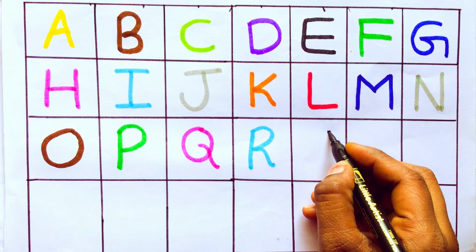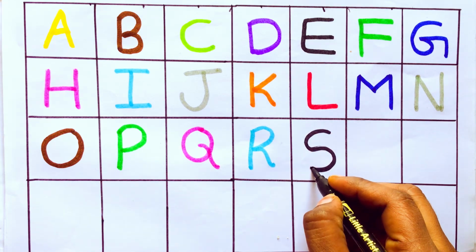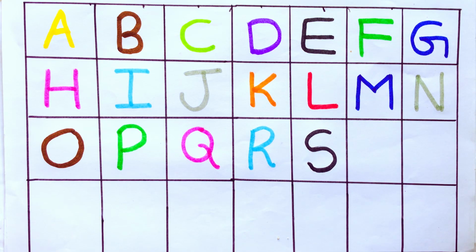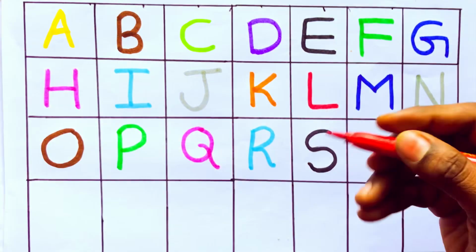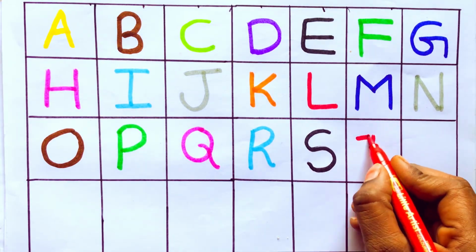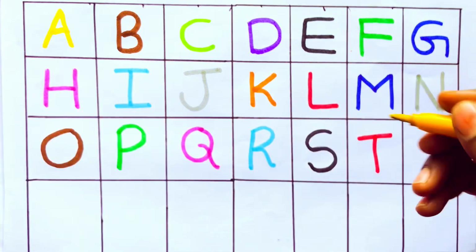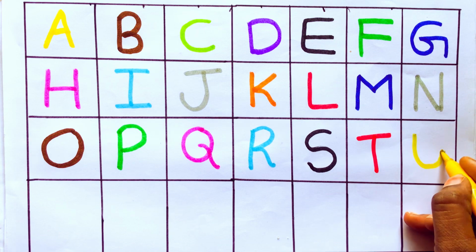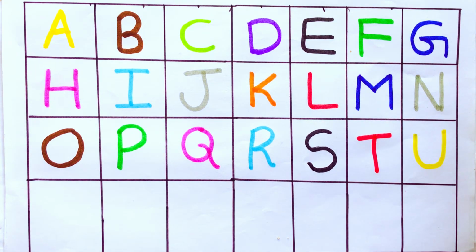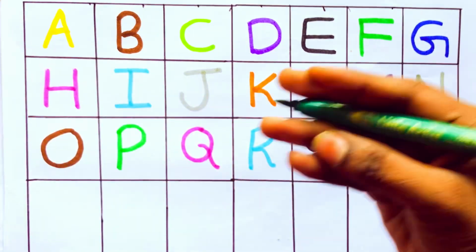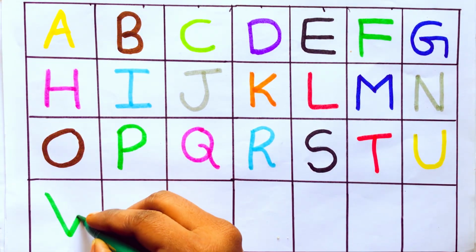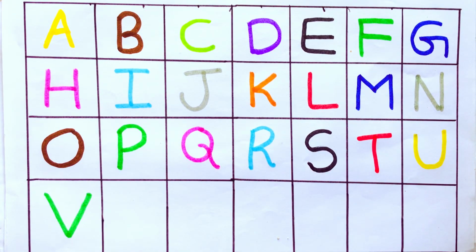Black color, S for sun. Red color, T for tomato. Yellow color, U for umbrella. Green color, V for van.